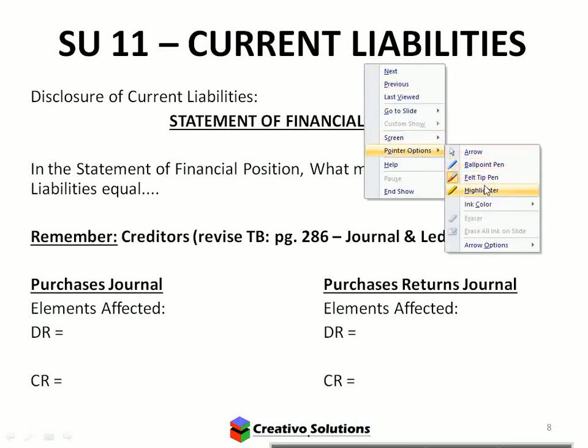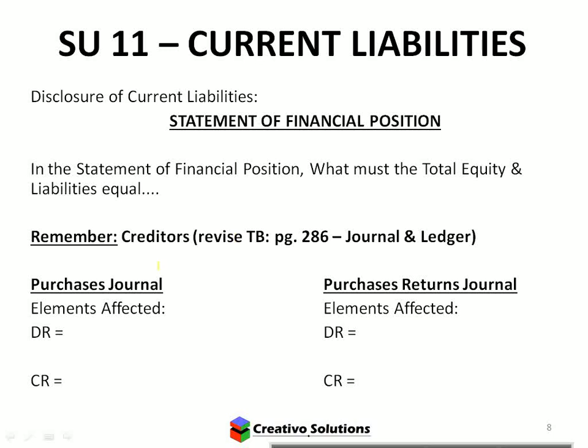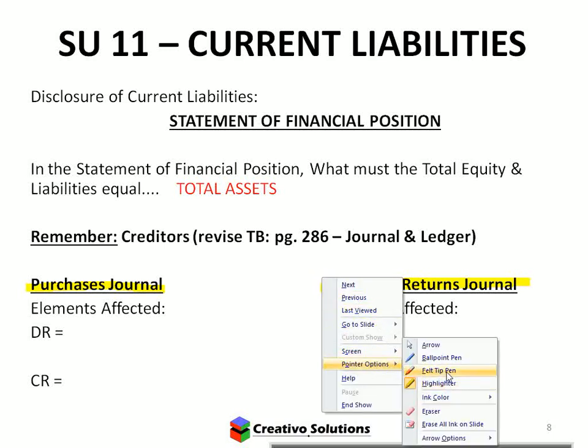Don't worry about disclosure. I don't think that's going to come out, but the journals we do need to look at. Okay, so don't worry about the top part. The bottom part's more important. You've already answered that question, so I'm going to show the answer anyway. Okay, you know that equity and liabilities equals your assets, but we need to look at the journals.